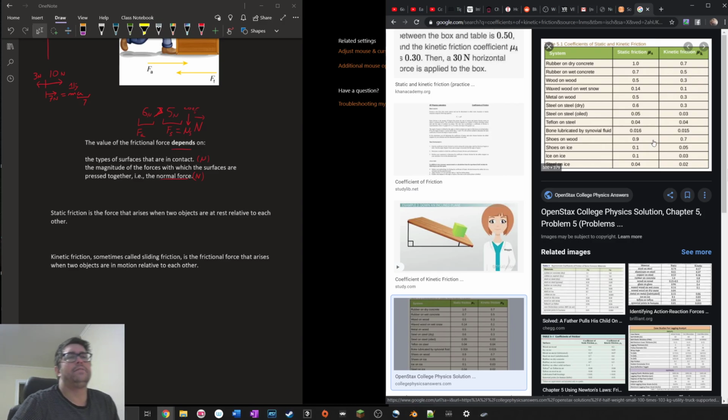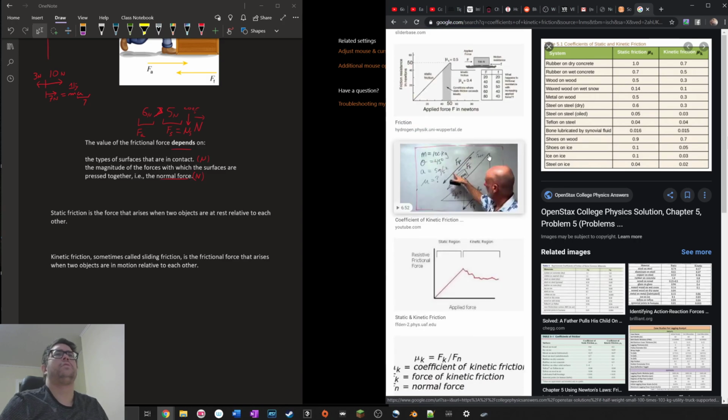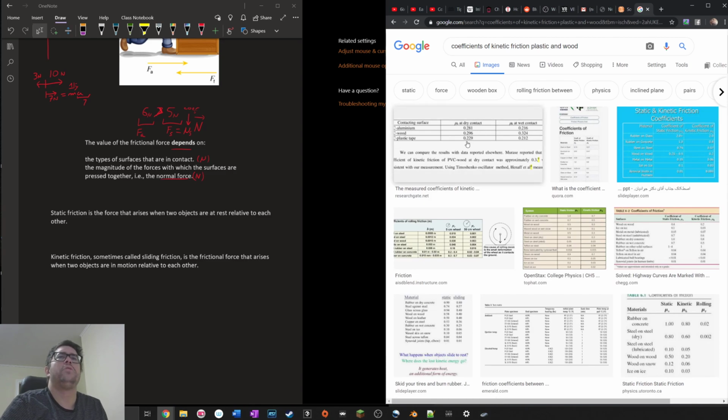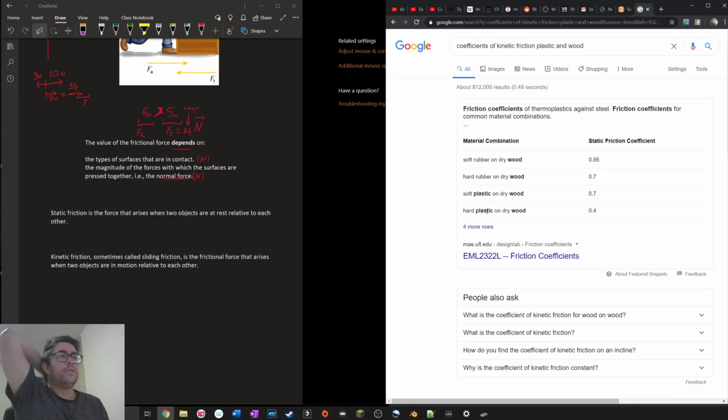If you have a plastic glass resting on a wooden table, I wouldn't believe we can't find that. Plastic and wood. So the coefficient between plastic and wood, right? You could look it up here. Soft plastic on dry wood, hard plastic on dry wood, soft rubber. Wow, that's a strong coefficient. I don't think the coefficient goes over 1, so anything close to 1 is very good, very strong.